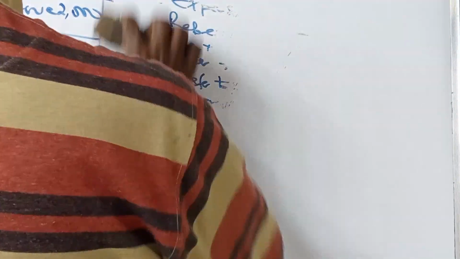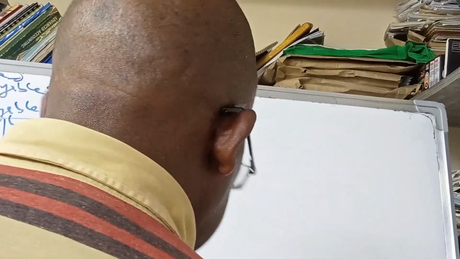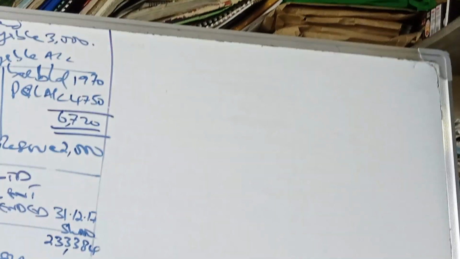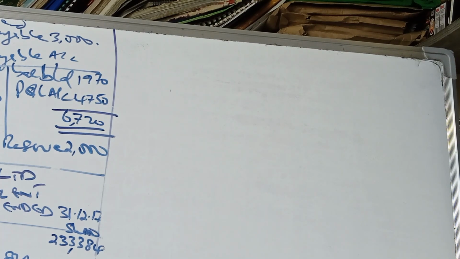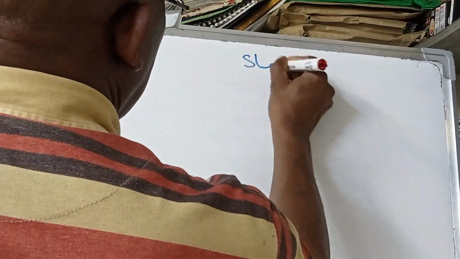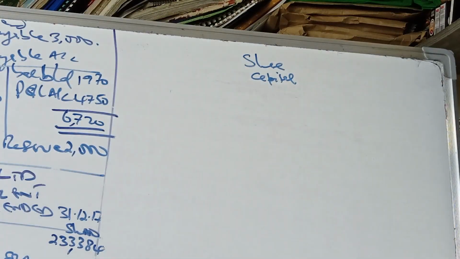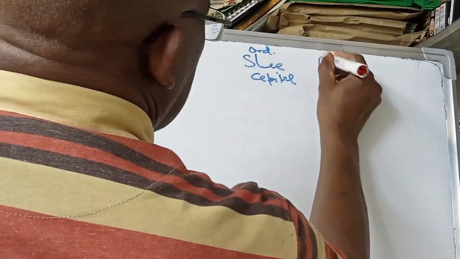But even before you prepare the balance sheet, there is something we have been told: statement of changes in equity. Now, in the statement of changes in equity, you capture the movement of the shareholders' funds. We have ordinary share capital, and we have retained earnings.